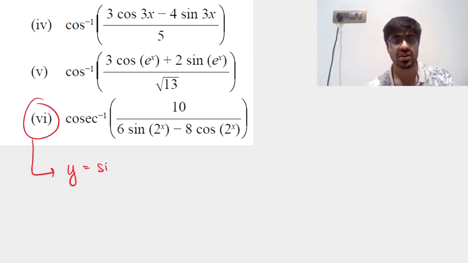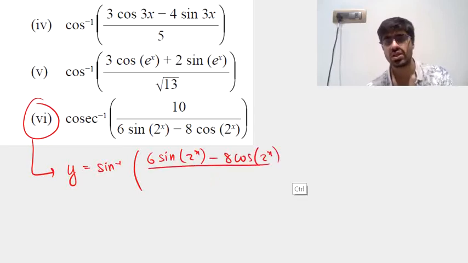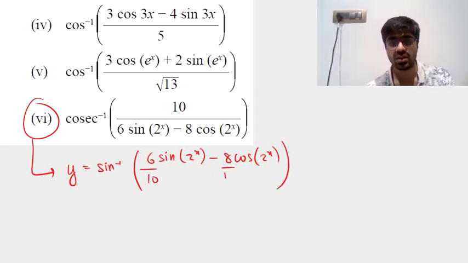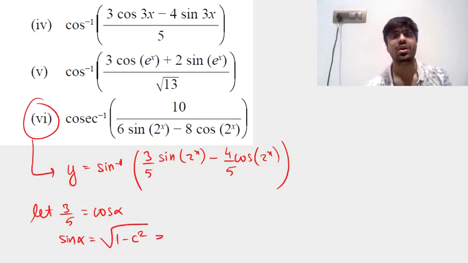With that we go ahead with our sixth question. We convert that to sine, so we have sine inverse of 6 sine of 2 power x minus 8 cos of 2 power x, the whole divided by 10. Split up that 10 now, so there's an upon 10 here, there's an upon 10 here. This becomes 3 by 5, this becomes 4 by 5. Now because there's a sine inverse here, it's more appropriate to take 3 by 5 as cos alpha. So let 3 by 5 be equal to cos alpha. So sine alpha in that case will be root over 1 minus cos square alpha, and that will be 1 minus 9 by 25, that is 16 by 25, root of it will be 4 by 5.